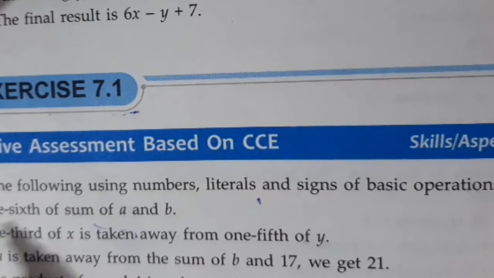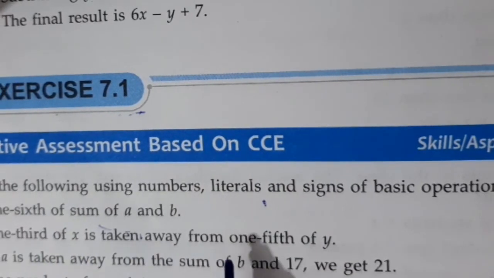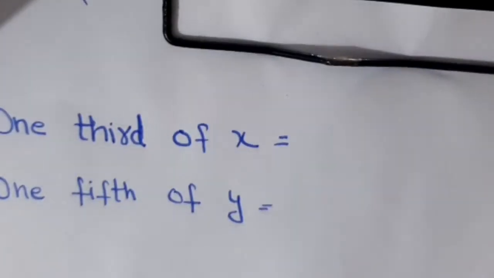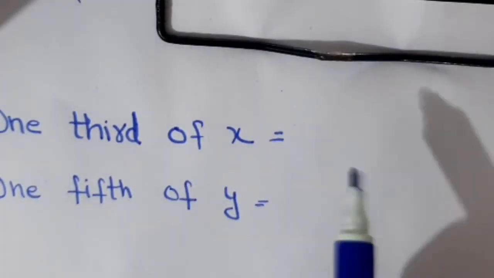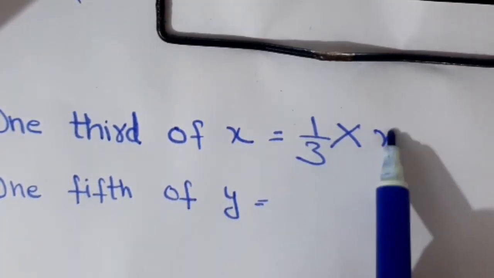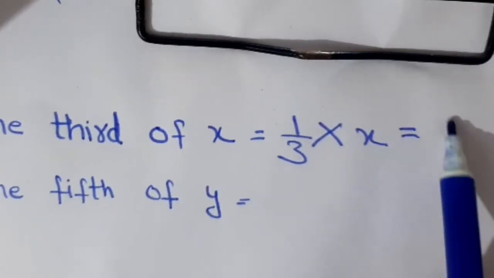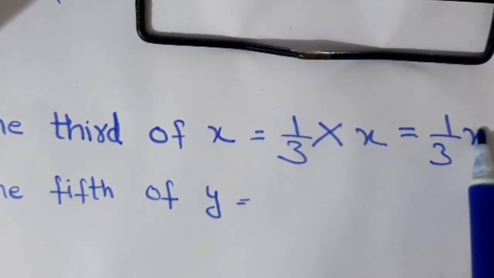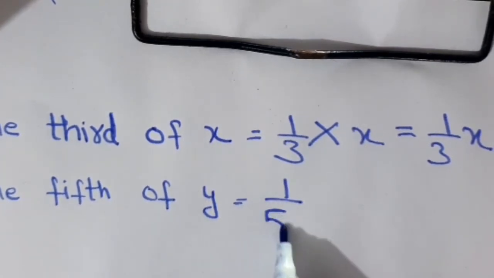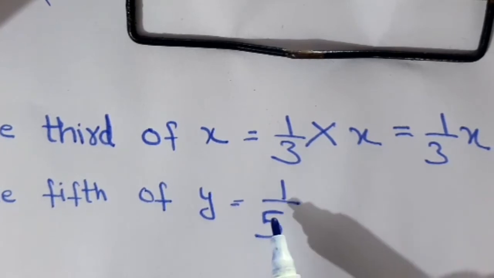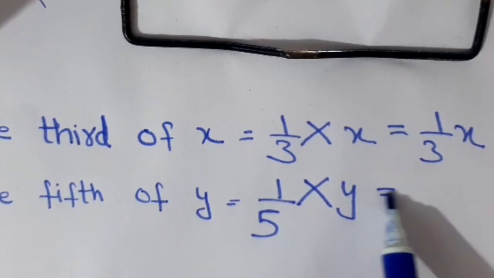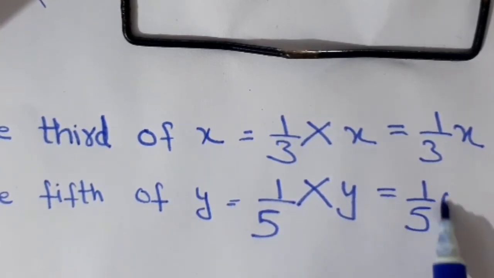Now come to the second part. 1/3 of X taken away from 1/5 of Y. Here students, 1/3 of X means 1/3, of means multiply, X. That is, we can write it as 1/3 X. Similarly, 1/5 of Y. 1/5, of means multiply, and Y, which will be equal to 1/5 Y.